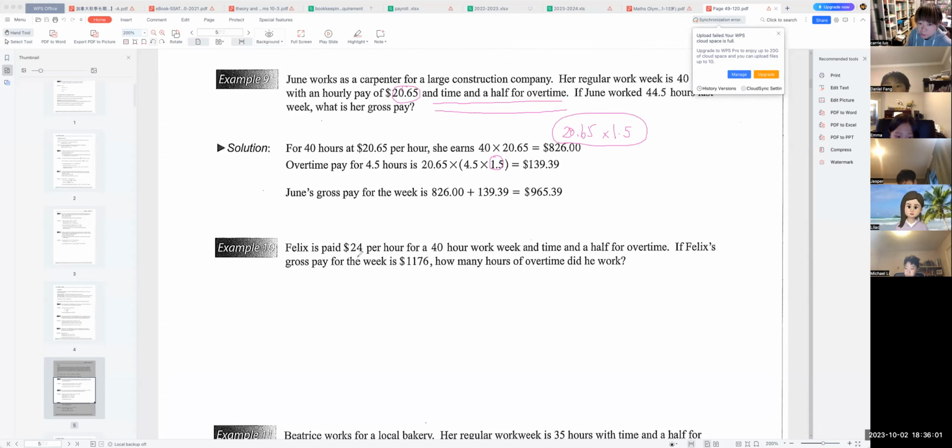Felix is paid $24 per hour for a 40-hour week, and time and a half for overtime. Get it? Michael, do you see it? Multiplying by 1.5 is overtime, okay? If Felix's gross pay for the week is $1,176, how many hours of overtime did he work? Okay, everybody, try to do it yourself.